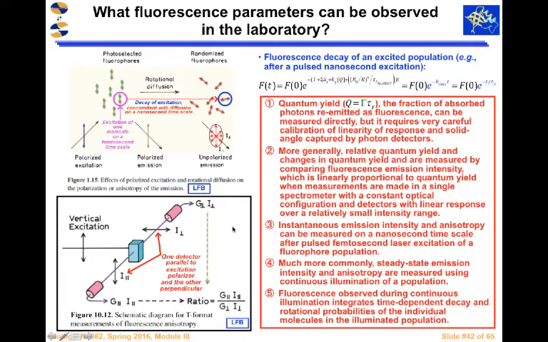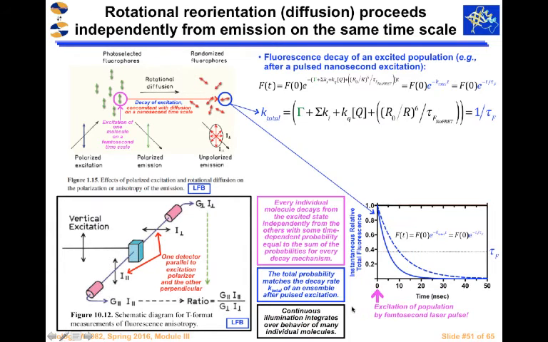However, when we look at anisotropy, when we want to understand what happens with steady-state anisotropy, we're going to have to think about that complexity, which is the only other thing that we need to do to enable you to solve all the relevant problems. So the fluorescence observed during a continuous illumination experiment integrates the time-dependent decay and rotational probabilities of the individual molecules in the illuminated population. This point is explained more carefully in the next 2 slides.